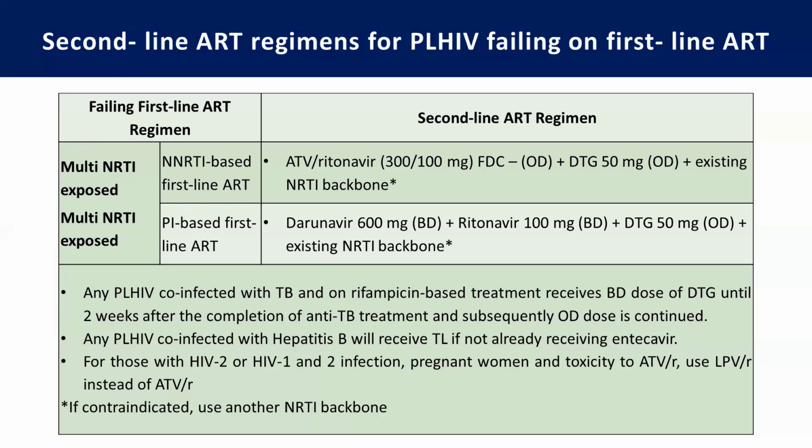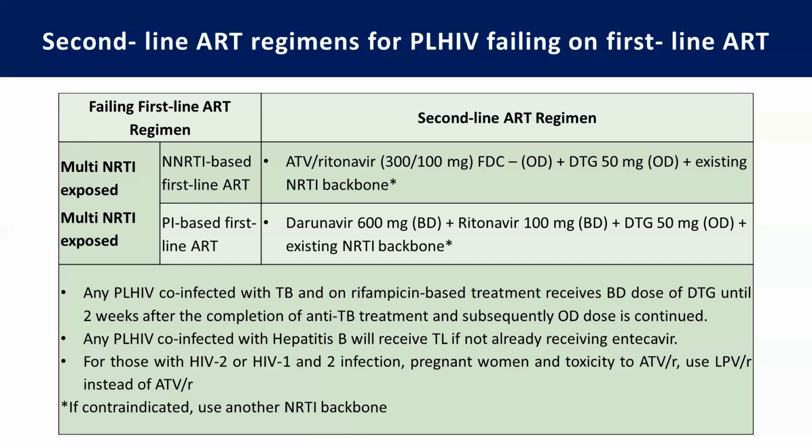And if the patient was multi-NRTI exposed with PI-based first line ART, then in the second line, we'll have to use darunavir, ritonavir with DTG-OD and the existing NRTI backbone. Now, any PLHIV co-infected with TB and on rifampicin-based treatment receives BD dose of DTG until 2 weeks after the completion of AKT and subsequent OD dose is continued.